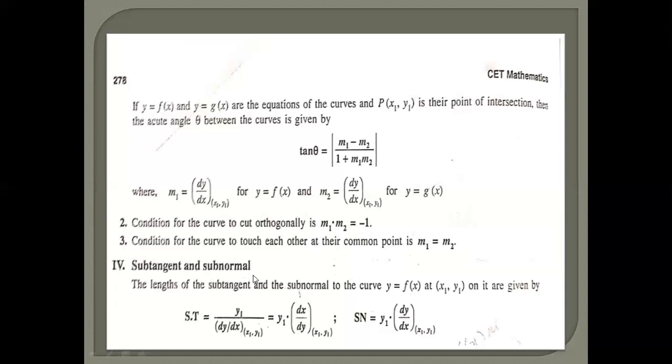Next, subtangent and subnormal. The lengths of the subtangent and the subnormal to the curve y = f(x) at (x1, y1) on it are given by: subtangent at (x1, y1) to the curve is y1 divided by dy/dx at (x1, y1). We can also write this as y1 into dx/dy at (x1, y1). Subnormal at (x1, y1) to the given curve is equal to y1 into dy/dx at (x1, y1).